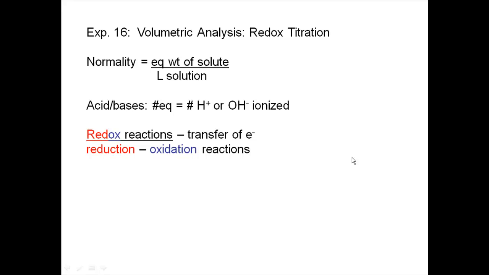Now, this is a little bit more difficult than acid-bases because what you're going to have to do is write a half reaction to figure out how many electrons are being transferred, and that number of electrons is going to give you a number of equivalents per mole of substance. So we're going to have to refresh our memory on how to balance redox to be able to figure out the number of electrons, to be able to do your normality, and then use your NV equals NV.